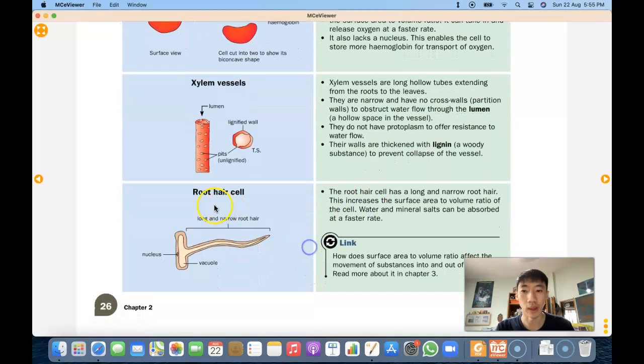Last one, root hair cell. You see that there's a long and narrow root hair, and there's a nucleus. Right, no chloroplast here. Why? Because the root hair cell is underground. It does not see, there's no sunlight underground, so there's no need for chloroplast here.